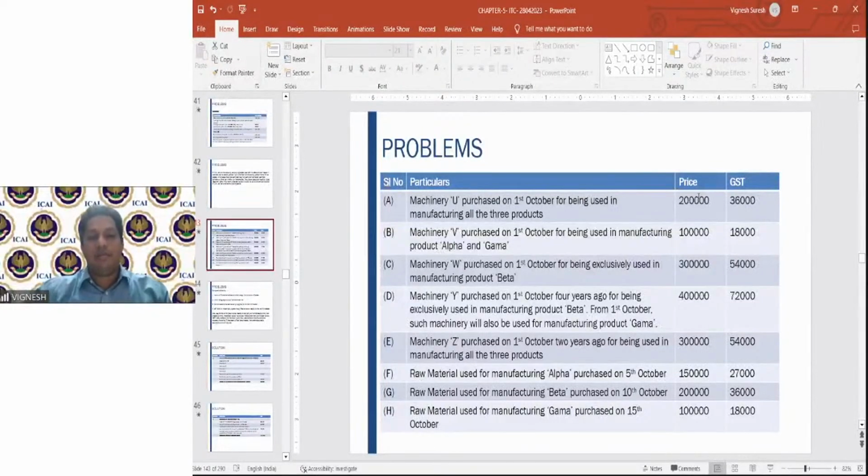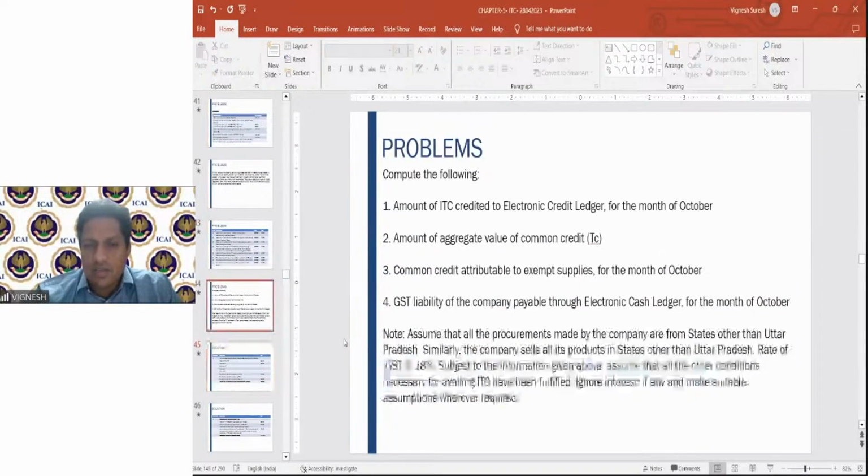Then machinery Z purchased on 1st October 2 years ago for manufacturing all the 3 products. So 2 years ago, this machinery Z was purchased. At that point of time, it was used for both the taxable and the exempt. At that point of time also, the same rule would have been followed and it would have been credited in the electronic credit ledger. So now also nothing needs to be done for machinery Z. So machinery Z also, nothing will be claimed.